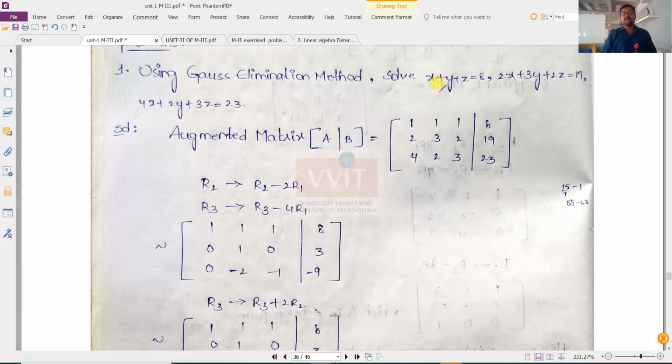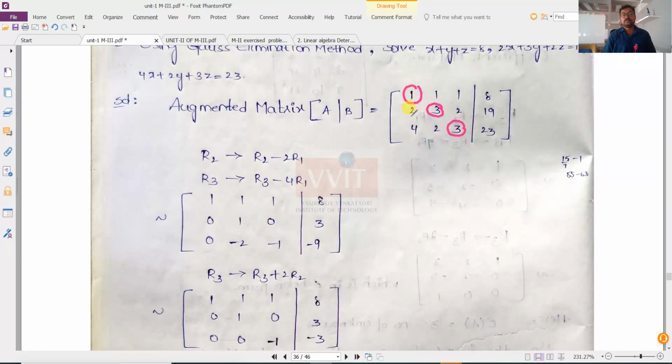Now here the equations are x plus y plus z equal to 8, 2x plus 3y plus 2z equal to 19, 4x plus 2y plus 3z equal to 23. Then the augmented matrix is this: this is the coefficient matrix and this is the constant matrix. Now, by using this, the elements below it must be 0 in the first step, and in the second step, by using this position, the elements below it must be 0, if they exist. Since there is no other element, within two steps we can wind up the problem. So let us see that here.